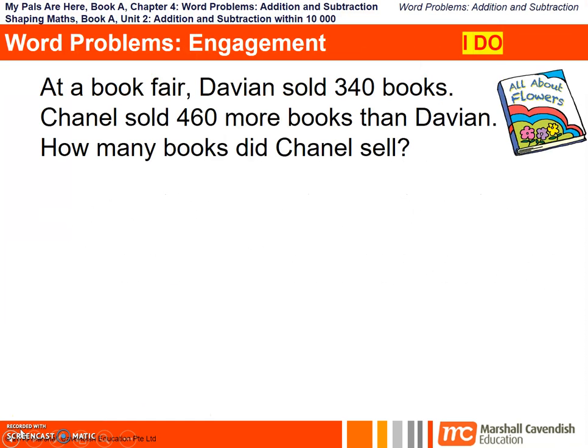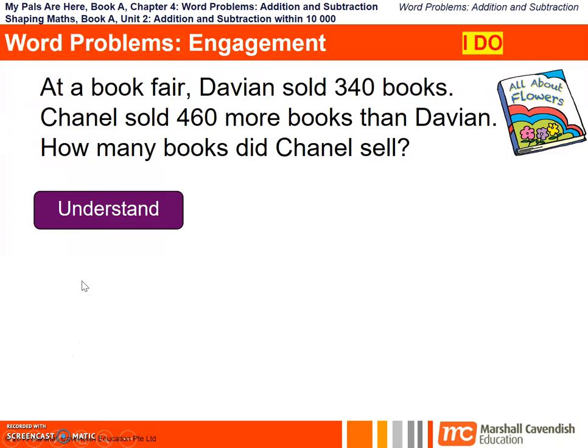Okay, here we have a word problem. Let's start by reading the word problem. At a book fair, Davian sold 340 books. Chanel sold 460 more books than Davian. How many books did Chanel sell?